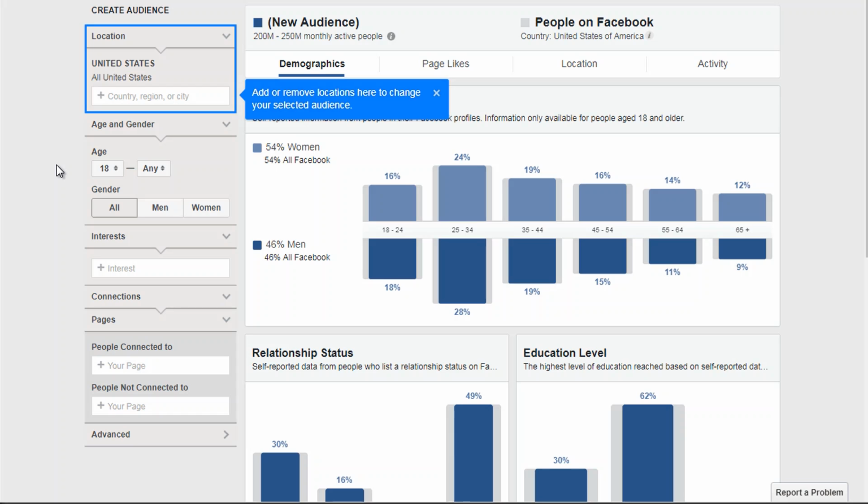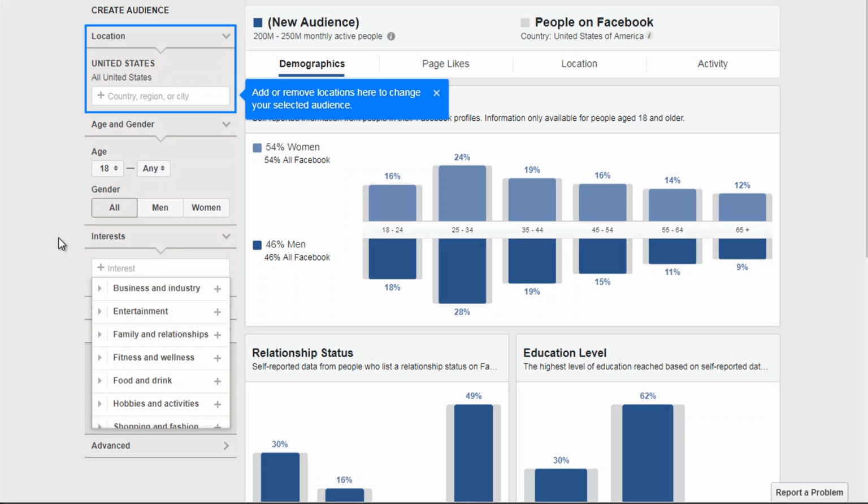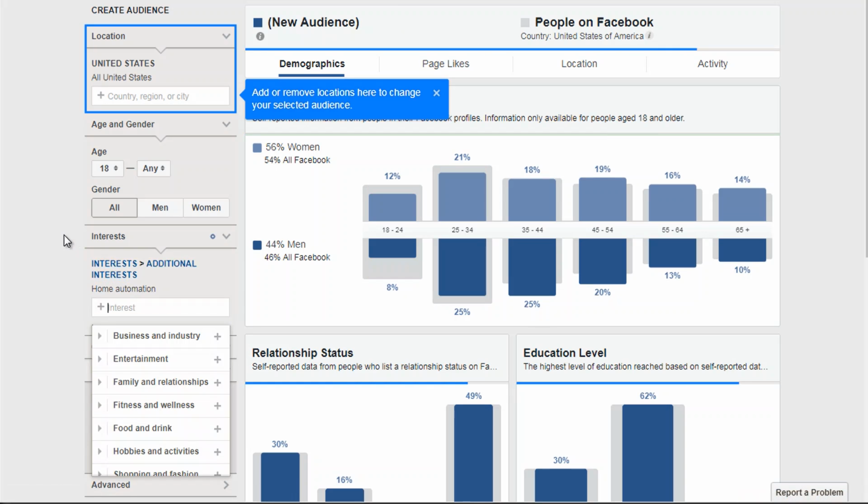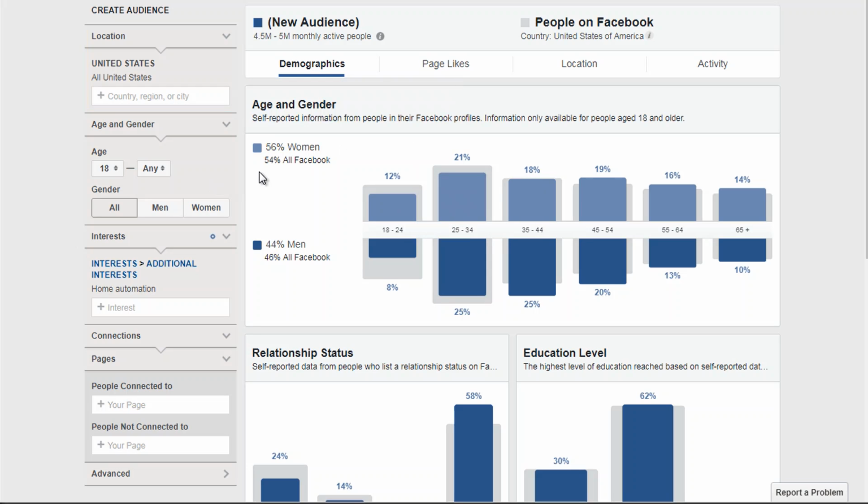So the easiest way to use this tool is not using any of these first, but by entering the interest. So let's switch to something else, because I did a search earlier on home security and I wasn't getting a lot of traction. So let's do a search on home automation and see what we get. Now, what's interesting about this was I assumed that the people that would be interested in home automation would primarily be men. And while it's close to 50-50, you can see that 56% of women are interested in home automation.